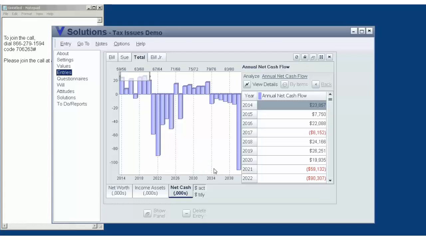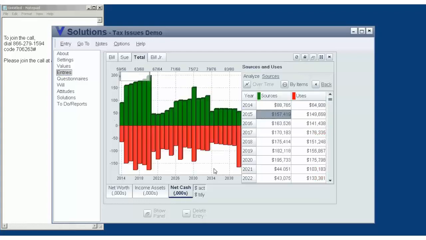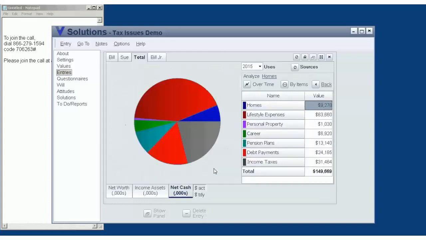So if I go out to next year, for instance, 2015, drill in, we can see sources, we can see uses, and we can drill into each of these and see subgroups. So you can see the breakdown of expenses related to homes, lifestyle, personal property, pension plan contributions, debt payments. And again, you can go into lower levels of detail. You can look at any of these over time.